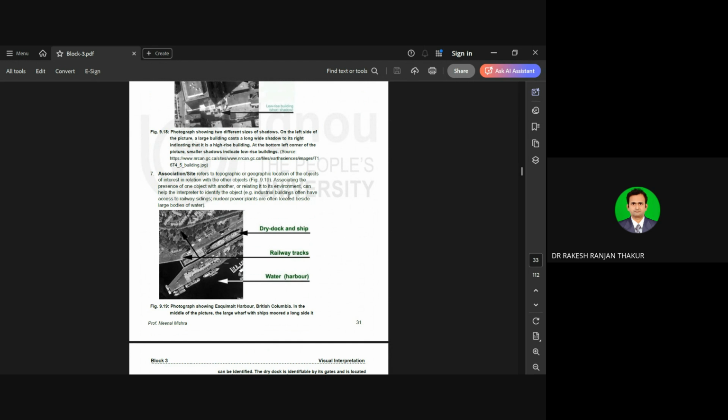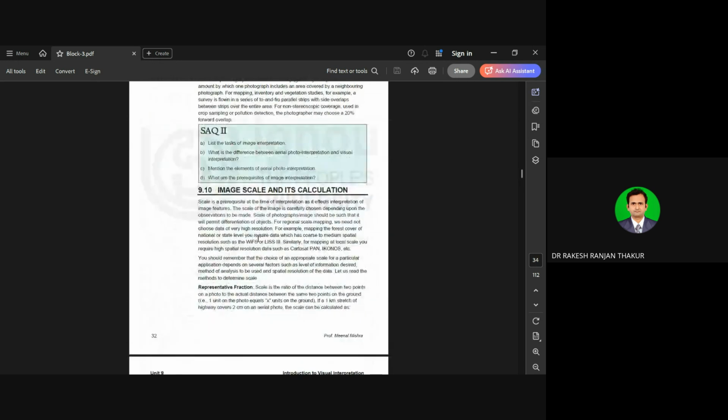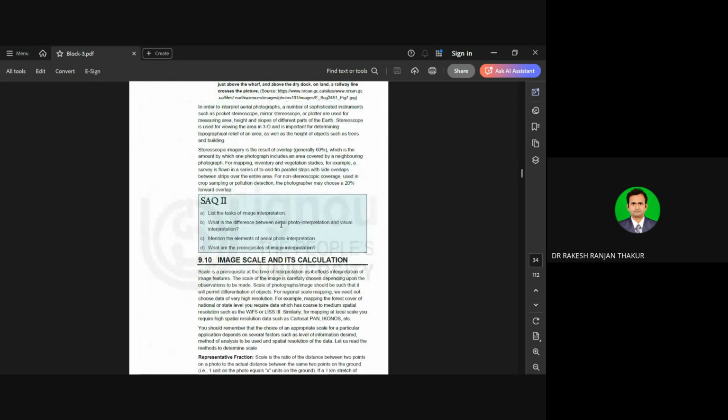For example, suppose a settlement is there, then definitely that settlement should be connected with a road. So if in an image we are looking and some roads are there, that means in the nearer area there should be a habitation. So this association always helps us to make the differentiation in different satellite imagery.